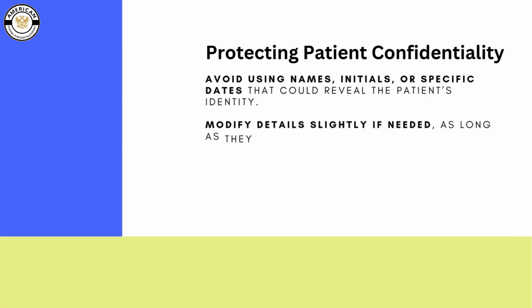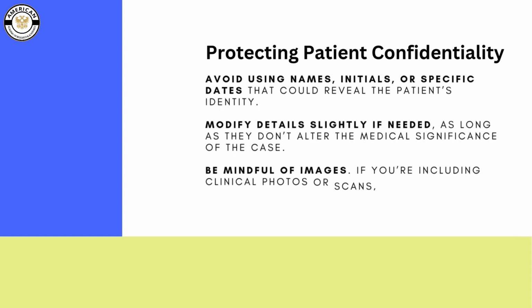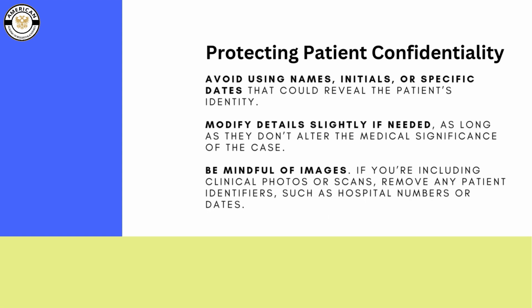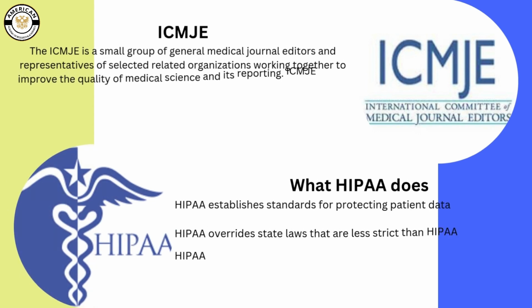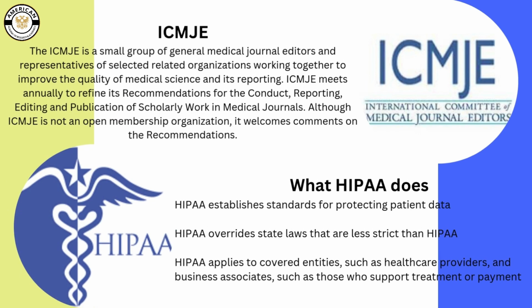Even if you have consent, you should never include identifying information in your case report. Here are some guidelines to follow. Avoid using names, initials, or specific dates that could reveal the patient's identity. Modify details slightly if needed, as long as they don't alter the medical significance of the case. Be mindful of images. If you're including clinical photos or scans, remove any patient identifiers, such as hospital numbers or dates. Most journals adhere to the HIPAA, Health Insurance Portability and Accountability Act, and ICMJE, International Committee of Medical Journal Editors, guidelines, so make sure your case report complies with their confidentiality standards.